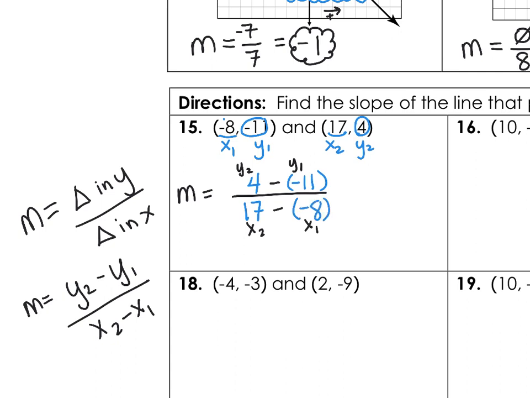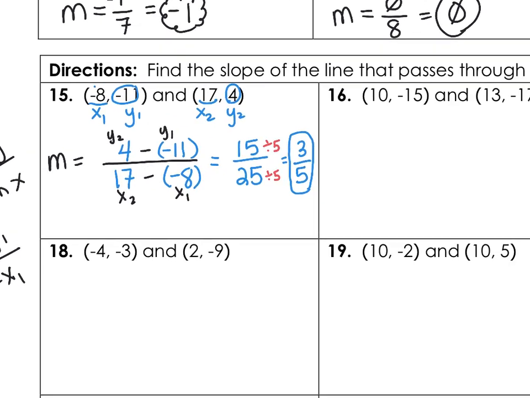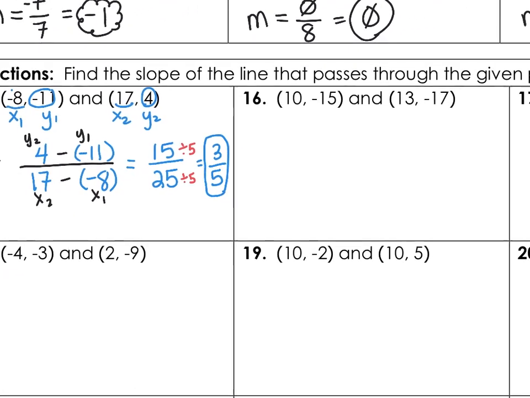Okay, then just type it into the calculator. Type it in so you don't make any math mistakes. 4 minus a -11 is 15. And 17 minus a -8, I think that is 25. It is. Okay, I'm going to simplify. I can divide those both by 5 because they end in 5. So my answer is going to be 3/5. So my slope is 3/5 for 15. It's got positive slope. Okay, let's move on to 16.